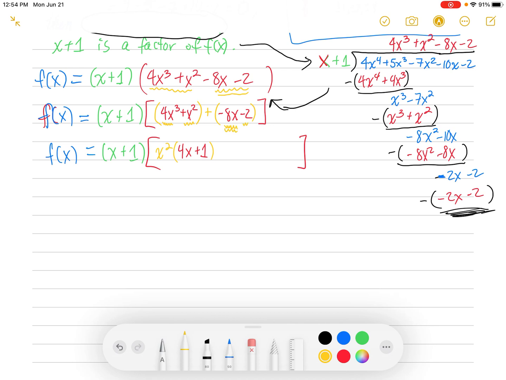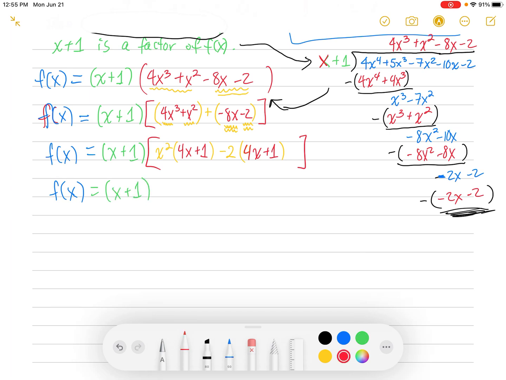Now in the second yellow parentheses, we have a minus 8x and a minus 2, and in common there's a minus 2 we're going to take out. And that's going to leave us in parentheses with then 4x, if I can write 4x in red, plus 1. Okay, so let's go to our next line.